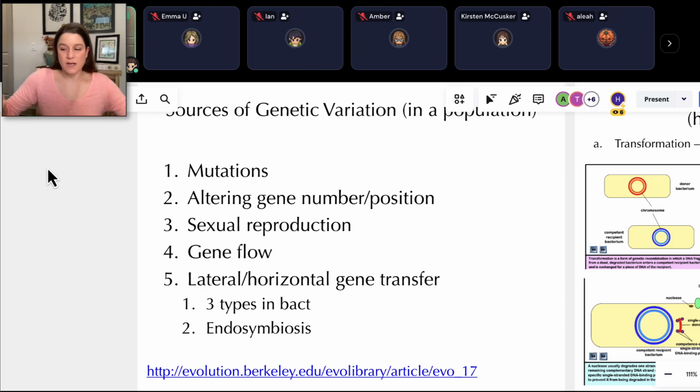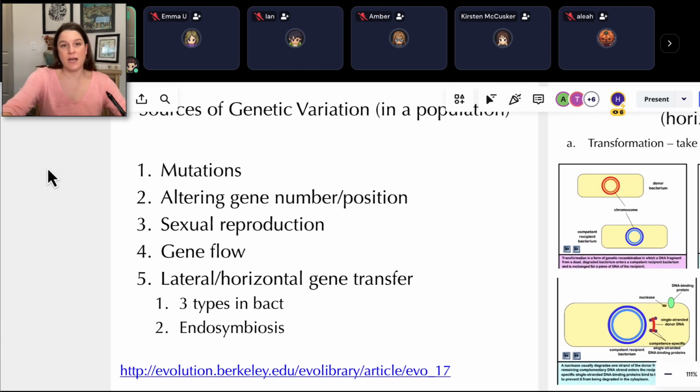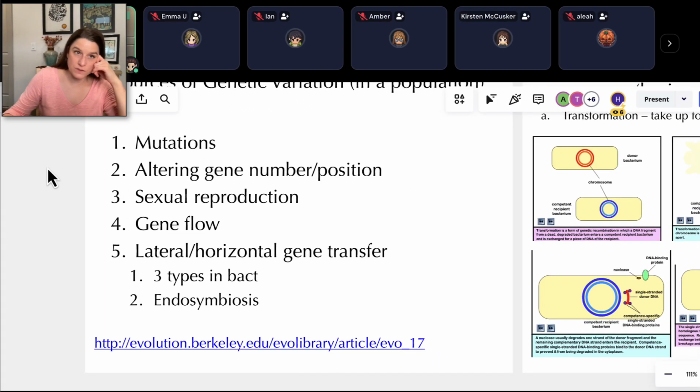Speciation and divergence. Sexual reproduction, as you know, is a really important variation source. It's the combining of the egg and sperm, which both have different genetics.